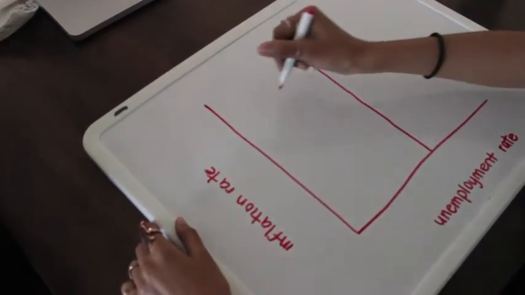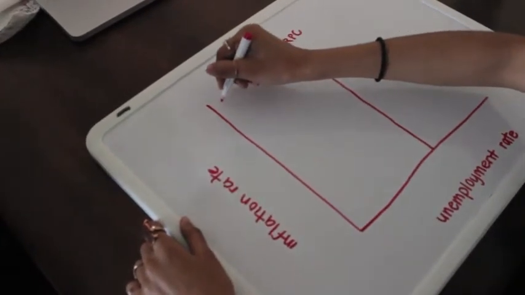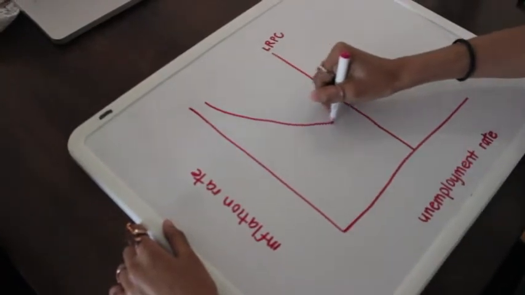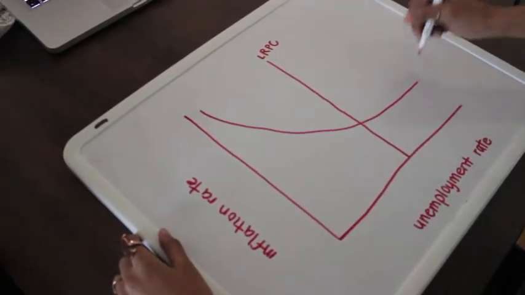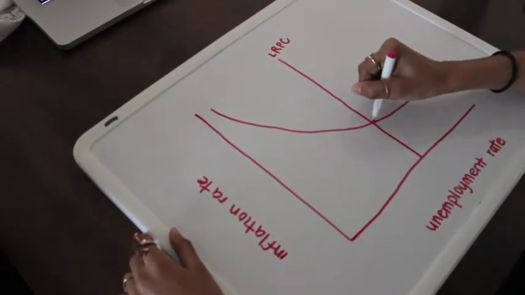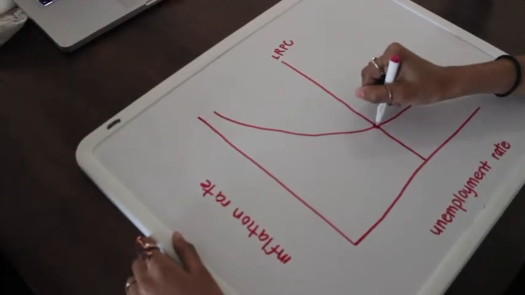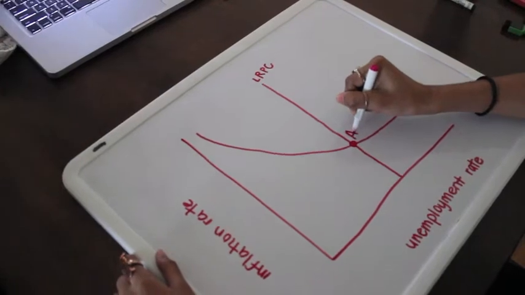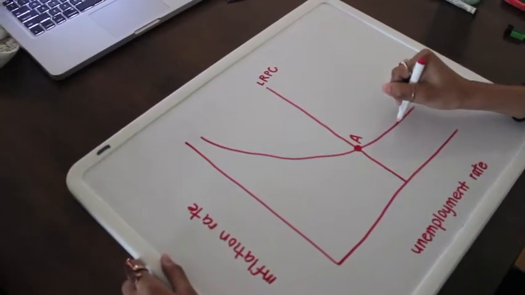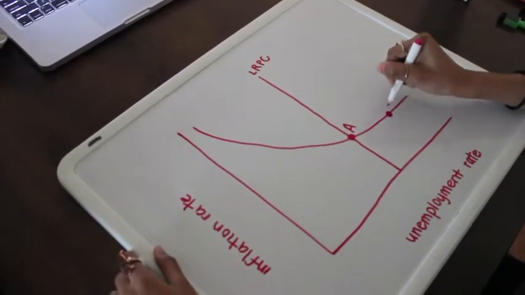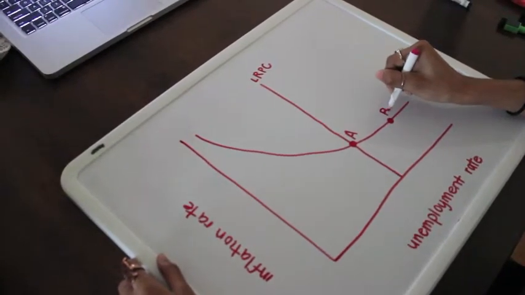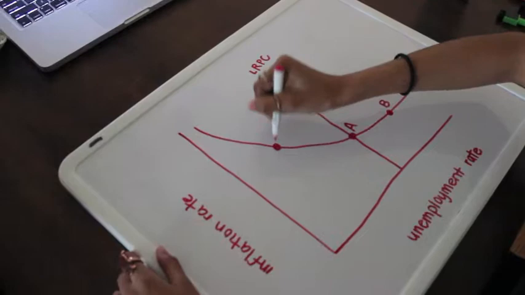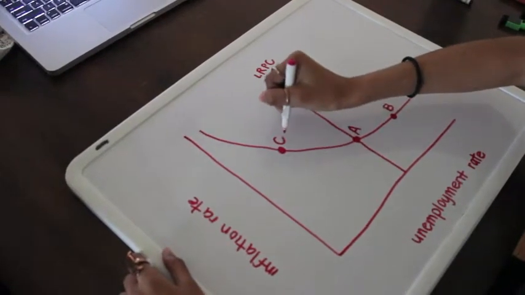The short-run Phillips curve is a downward sloping curve. As you can see, when inflation rate is high, unemployment rate is low, and vice versa. There are three different locations on a curve that all represent different situations. Point A equals full employment, point B equals a recession, and point C equals above full employment.